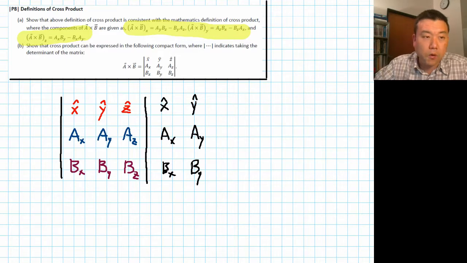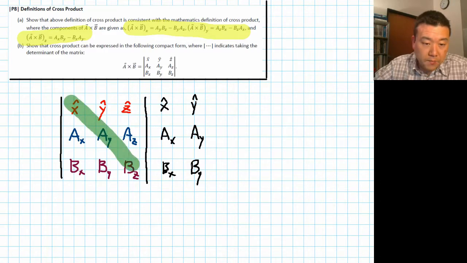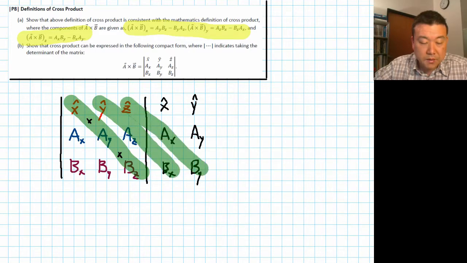You take all the combinations that I'm highlighting in green: x hat, Ay, Bz. You imagine doing a multiplication between them, x hat times Ay times Bz. Do that for y hat, Az, Bx, and z hat, Ax, By. All these three products get positive signs. You are going to be adding them up.